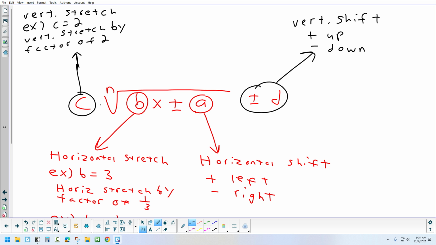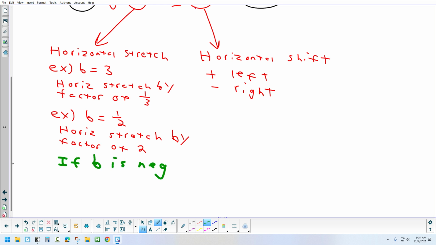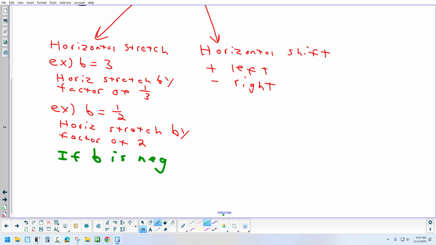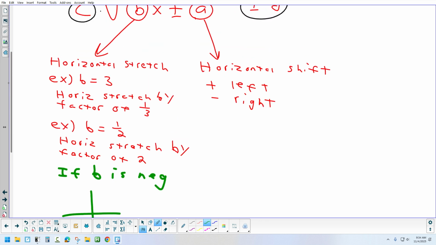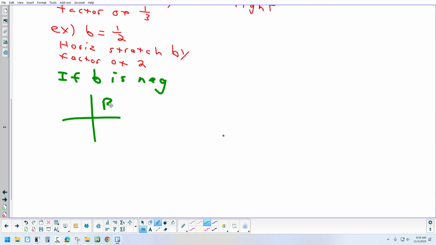There's one more thing we have to mention, and that's if the B or the C was a negative. Does anybody remember what happens to your graph when you multiply by a negative number? It flips it. Yep. So I'm just going to say if B is negative, that's going to cause something like this. B is a horizontal. It causes a horizontal reflection. This is a horizontal reflection, left to right. That's over the y-axis.